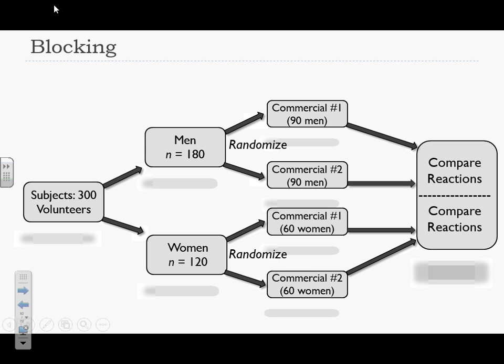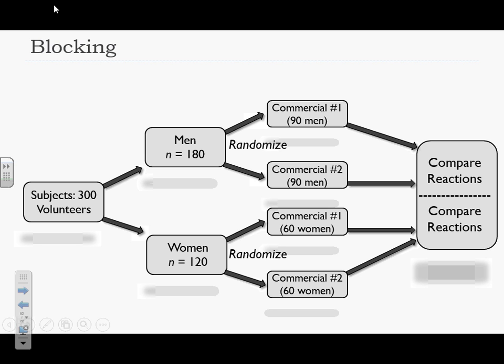So if they came back that commercial 1 worked better for men, commercial 2 worked better for women, they'd have to kind of decide, well, who are we trying to cater to? So which advertisement would we want to use based on our findings there? Everyone okay with that idea?